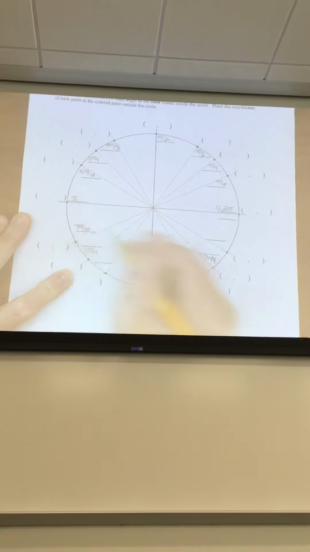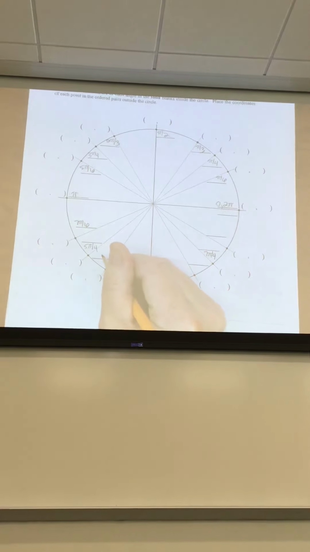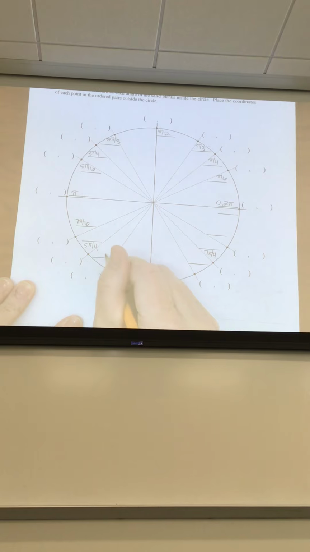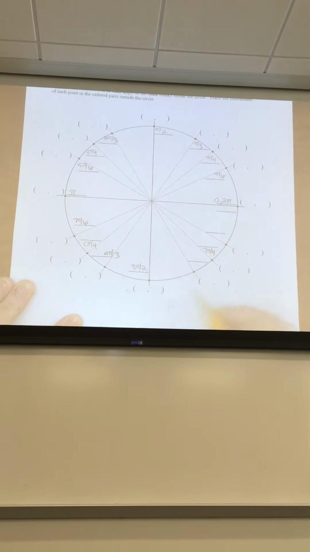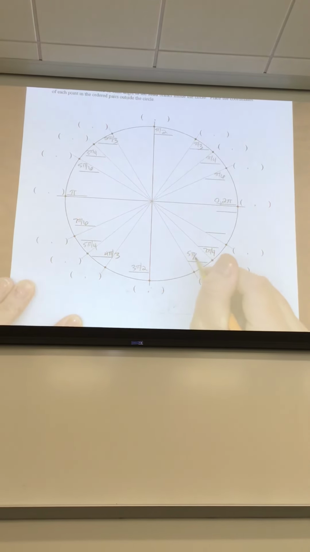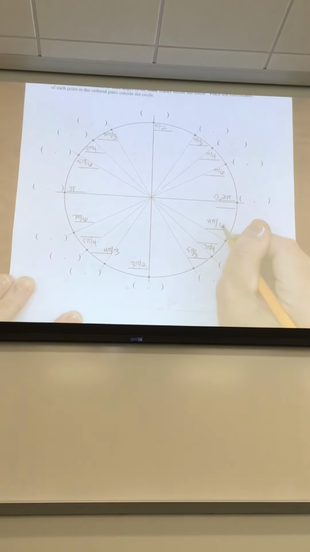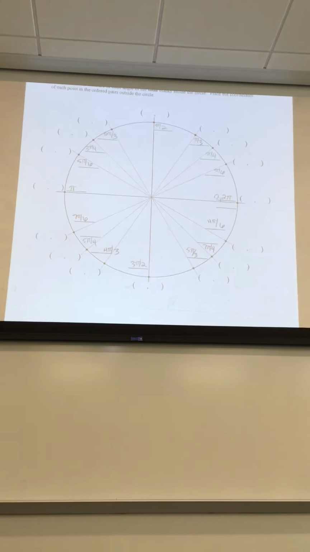7 pi over 6. 8 pi over 6 is going to reduce to, what does it reduce to? 4 pi over 3. 9 pi over 6. 10 pi over 6 reduces to 5 pi over 3. And 11 pi over 6. All right, so we got our angles on there.